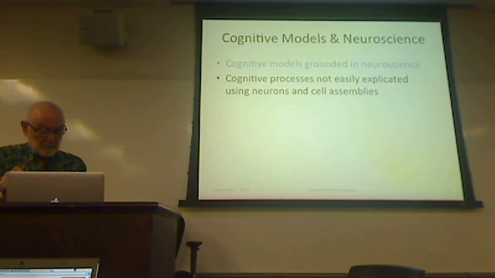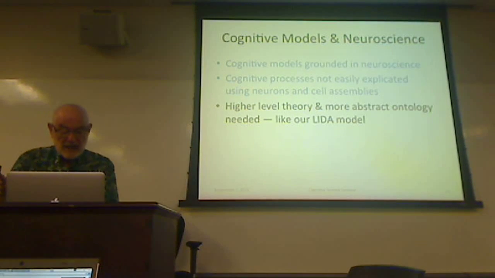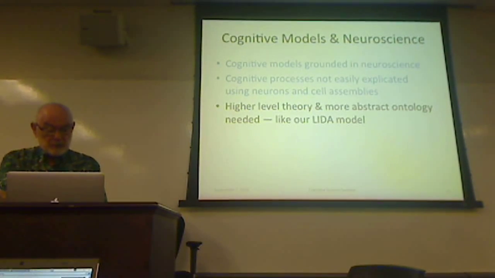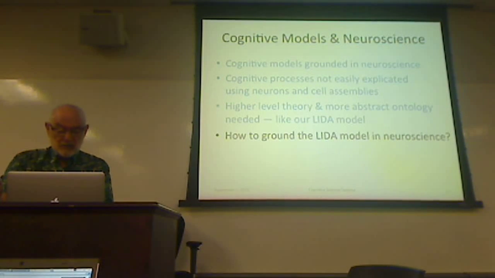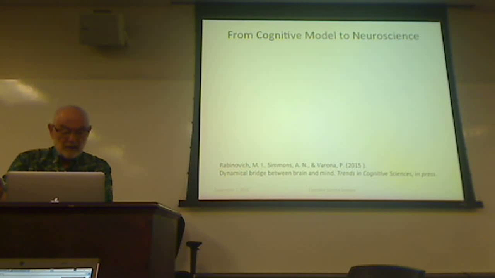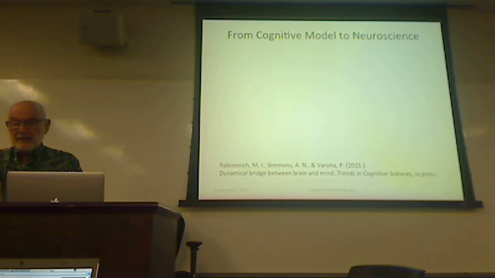So this is the same thing. What you really need is a high-level theory and a more abstract ontology, which is what cognitive models like LIDA ought to bring to you. That's what you need to be able to do this kind of thing. So the question comes up of how to ground the LIDA model in the underlying neuroscience. And the question is, what would that even mean, to ground it?